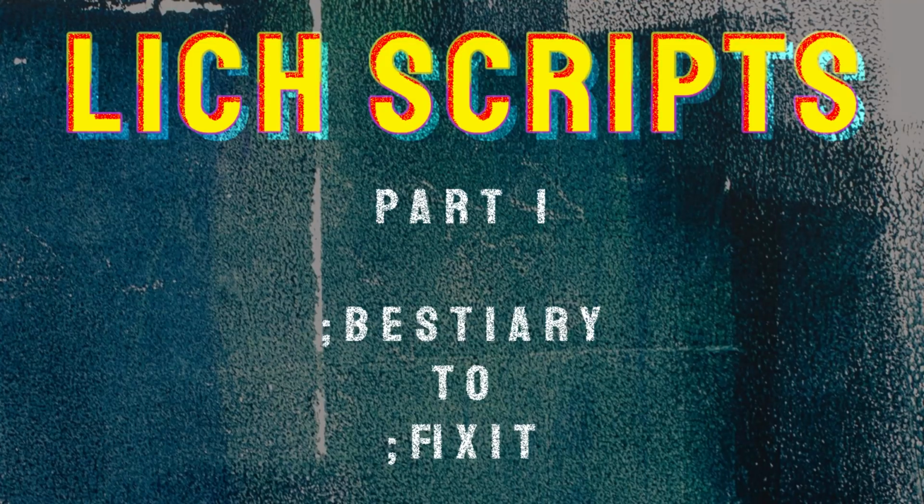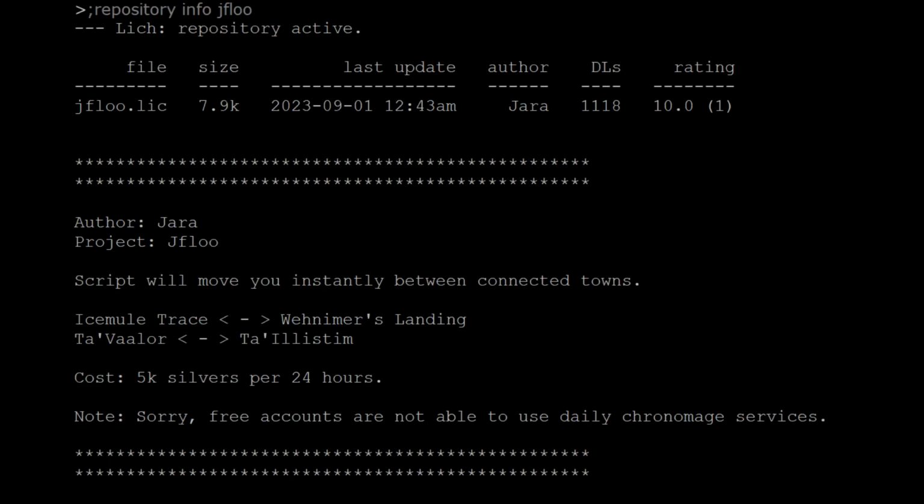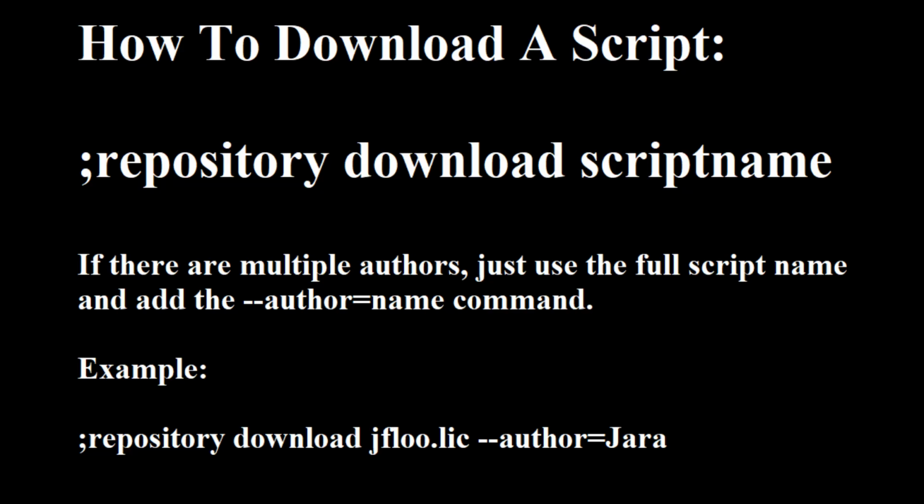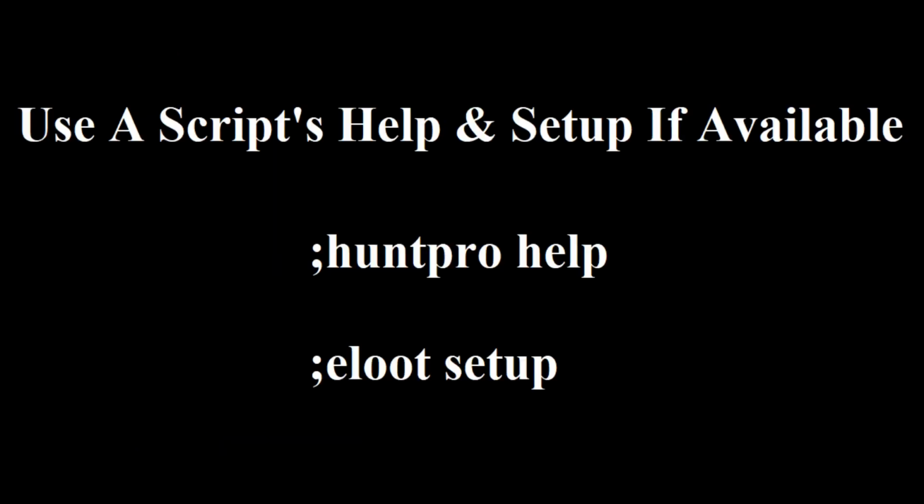I wrote down about 60 scripts to look at, but we're only reviewing about 13 in this first episode. As a general guideline, use ;repository info script name to see details about a script, if provided. ;repository download script name to get the file, and once that's downloaded, use script name help or script name setup to see how it works or configure it if the author designed it like that.